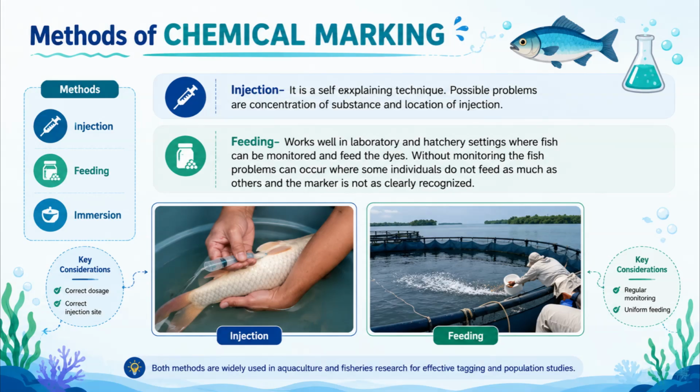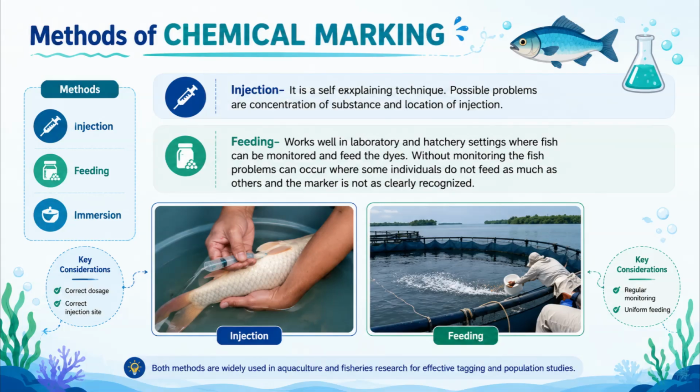Injection is a simple and direct technique where the chemical marker is injected into the fish body. However, proper concentration of the substance and the correct injection site are very important. Incorrect dosage or location may affect the marking efficiency and fish health.